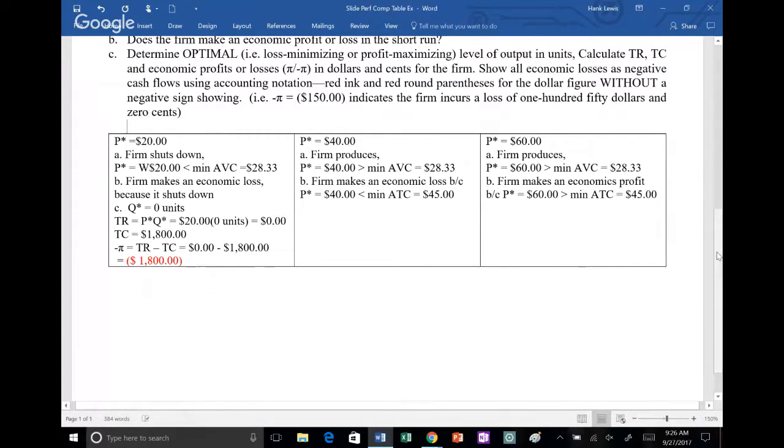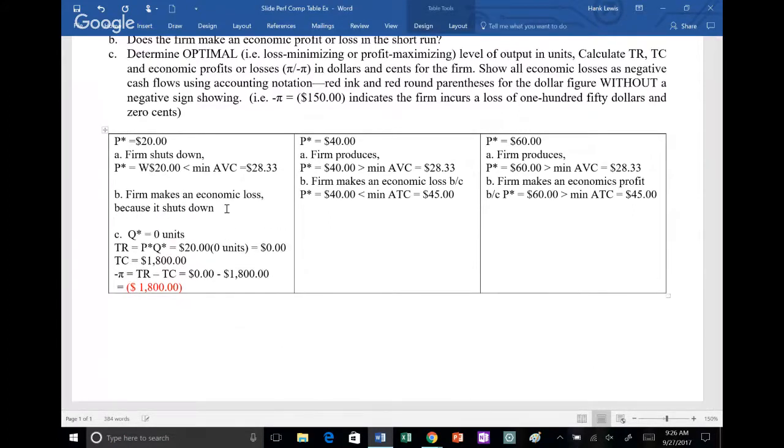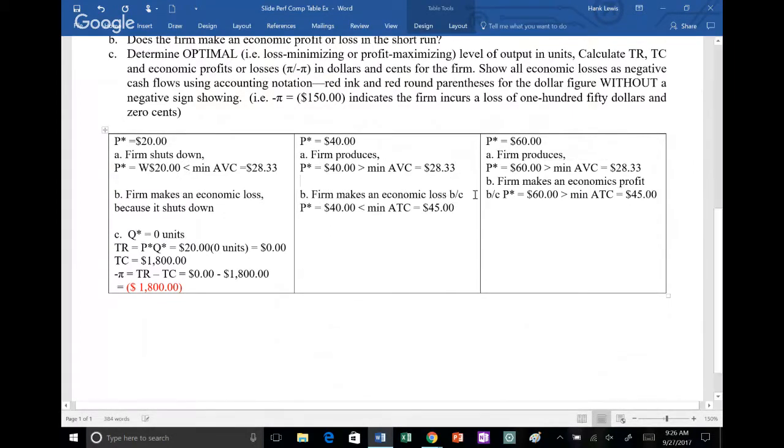All right. So that's how we handle the situation when the firm was shutting down for a loss. And this is all the answers for that. Now, let's talk about the firm producing here. And I'm just spacing this out a bit just so it's a little easier to read. That's what I'm doing here. You'll be doing this by hand, of course.